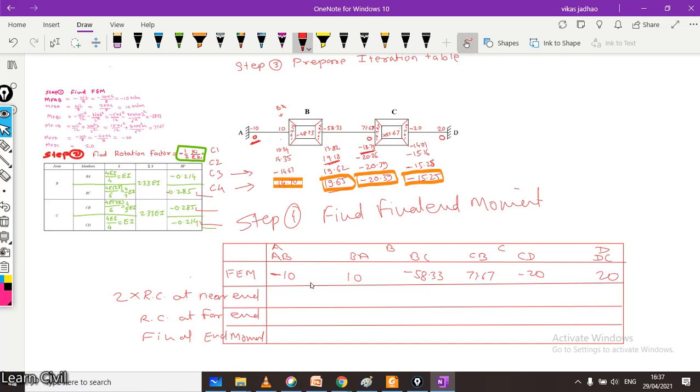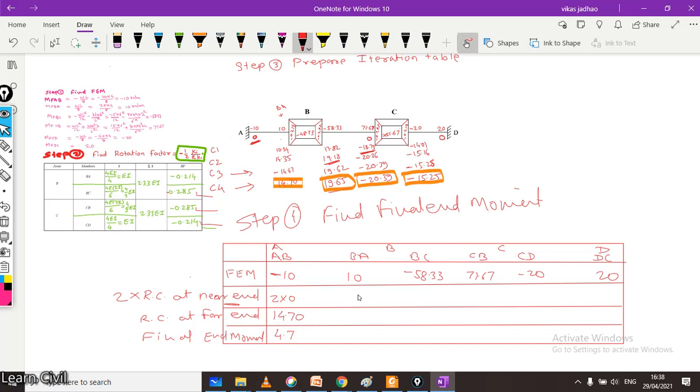Now we have to write down here 2 into rotation contribution at near end. For AB, rotation contribution at near end is 0, therefore this will be 2 into 0. Next, rotation contribution at far end. You can see rotation contribution at far end is 14.70. So just write down 14.70 here. Take sum of all these, minus 10, 2 into 0 plus 14.70. You will get the final end moment 4.7.